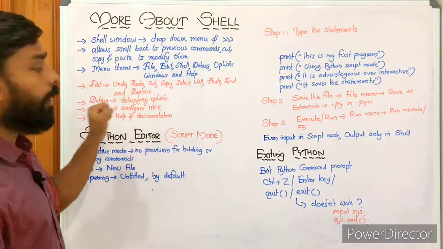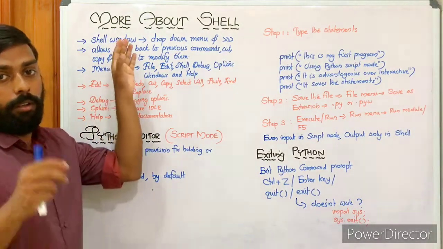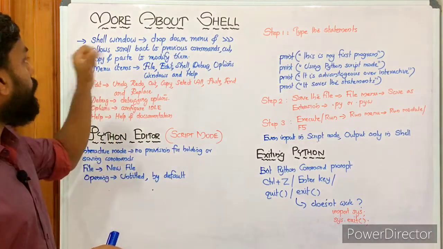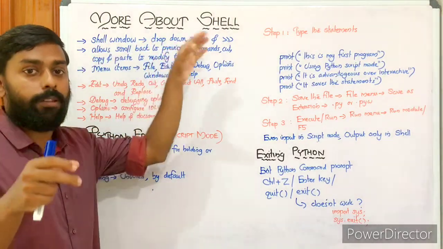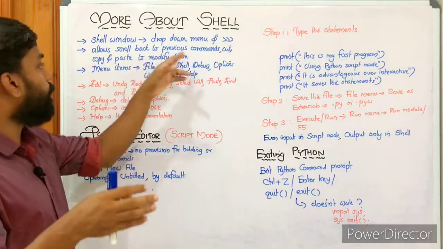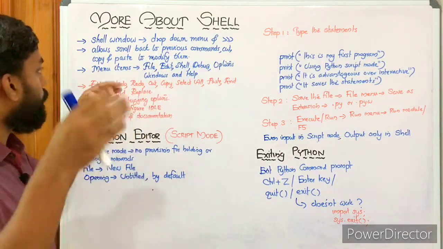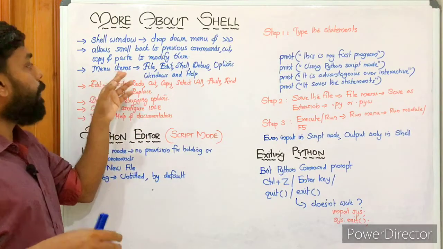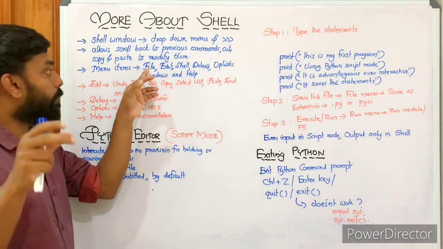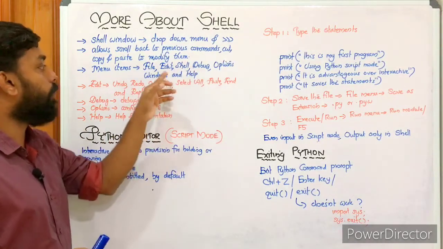So these are the menus available in Python shell mode or interactive mode. Let's look once again. Python shell mode consists of a drop down menu as well as a command prompt, which allows us to scroll back to previous commands, and to cut, copy, paste and modify data. Then a menu which consists of options: file, edit, shell, debug, options, windows and help.